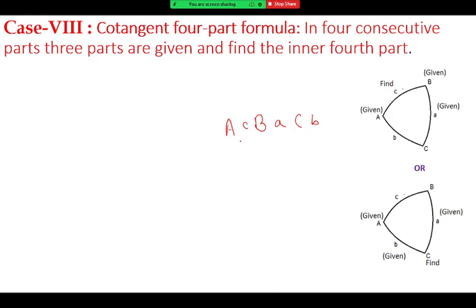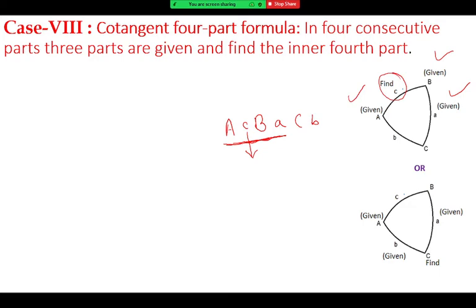So out of these 6, we are given one of the sequences only. It may be like capital B to small b, or A to small a, or small c to capital C, that way. So let me assume that out of these 4 components, the missing component is small c. Small c is missing. This is given, and this is given. So with 4 consecutive parts, we can use the cotangent 4-part formula to solve the problem.